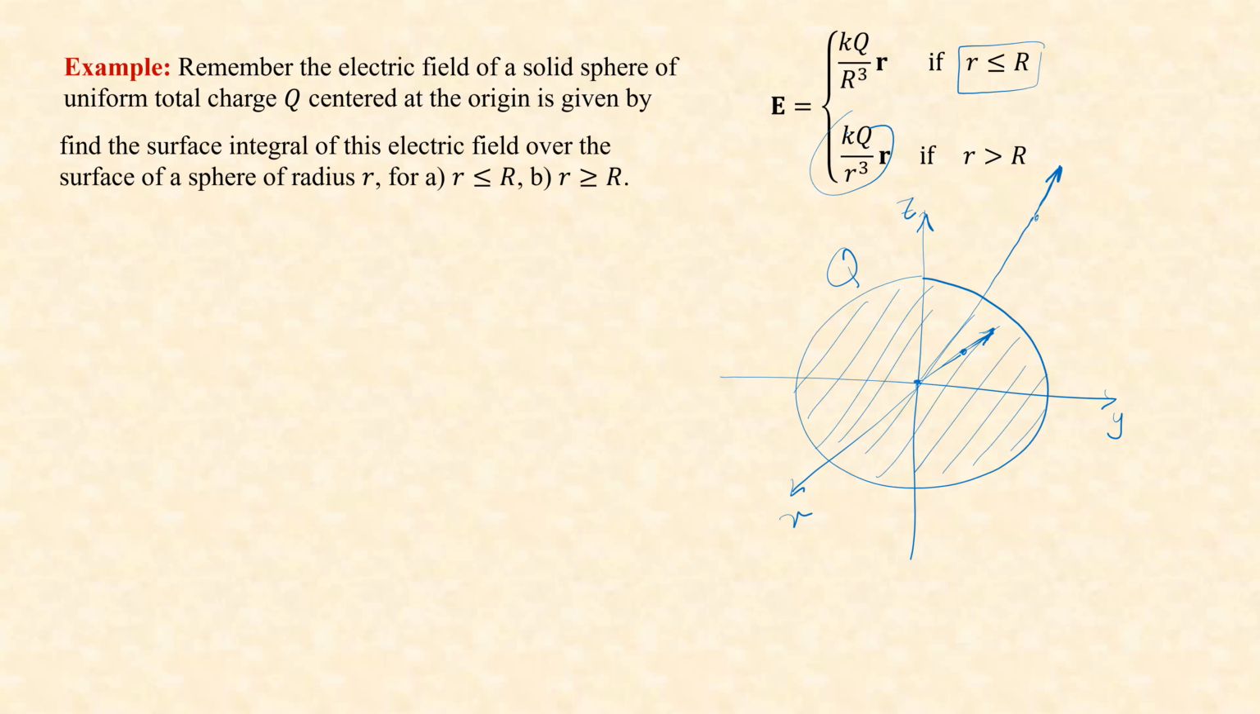All right, so we have this situation. We want to find the surface integral of this electric field over the surface of the sphere of radius r. If r is smaller, if you have a sphere here, what is the integral of the electric field over its surface? Or if r is greater, we are outside, what is the integral over the surface of this larger sphere? Could it be zero? No, you'll see that it's non-zero, but it has a very meaningful value. All right, let's do that.